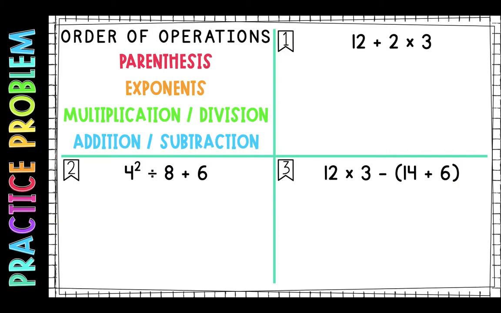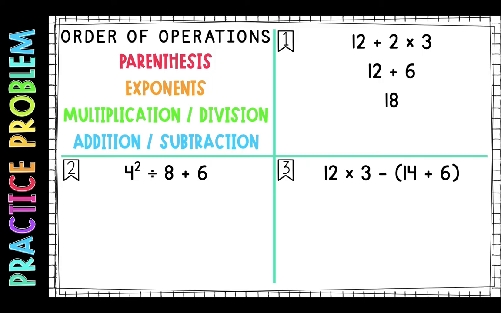All right, let's see how you did. Starting with number 1, we have 12 plus 2 times 3. I don't have any parentheses or exponents in this expression, so we'll move down to that multiplication and start by multiplying 2 times 3, which is 6. Then we're going to do any addition or subtraction that we see, and I know that 12 plus 6 is going to give me a final answer of 18.